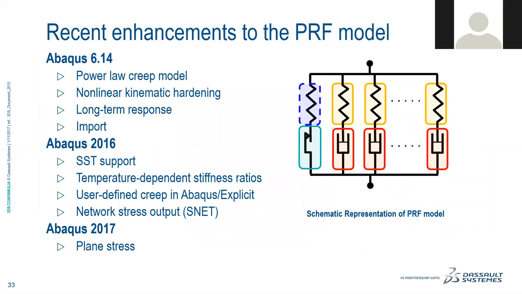Here is just talking about the PRF again. For 2017, you can now use the elements with 2D plane stress formulation, and you can also use the shell and membrane in three-dimensional space. That's a new enhancement in 2017 for this model.